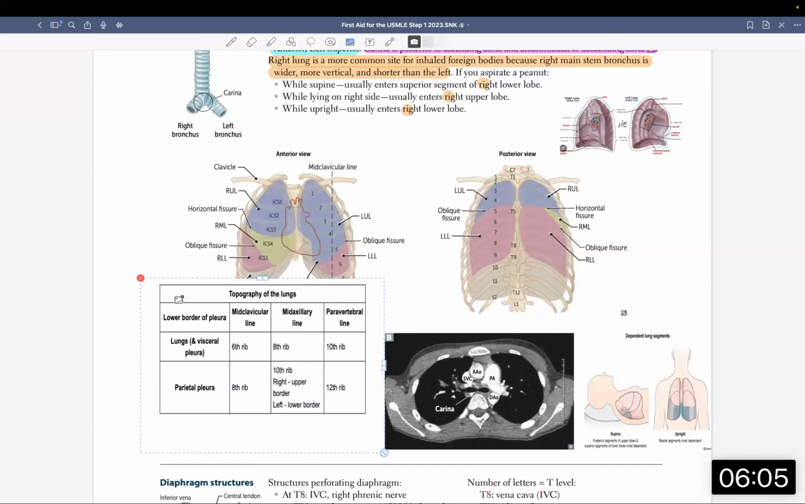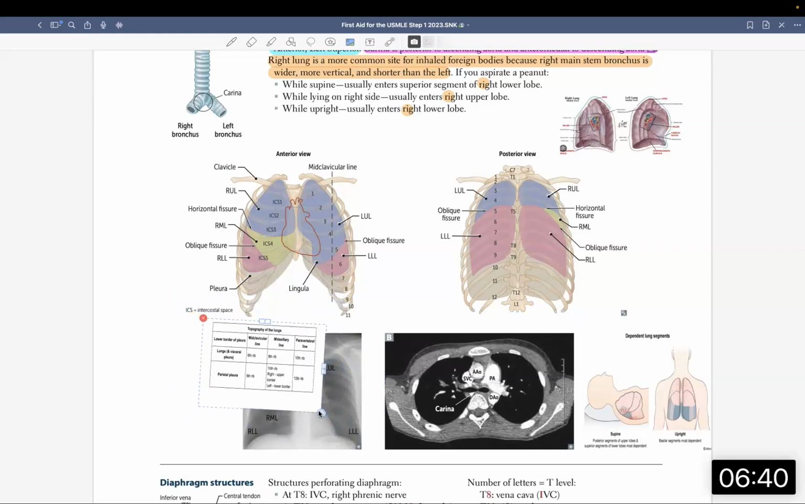6, 8, and 10. So this is the lower border of the pleura. The lung and the visceral pleura at the mid-clavicular line, the lower border is at the 6th rib. Mid-axillary line, it will be the 8th rib, and paravertebral, the 10th rib. Parietal pleura is 8, 10, and 12. That's the main thing we need to know.